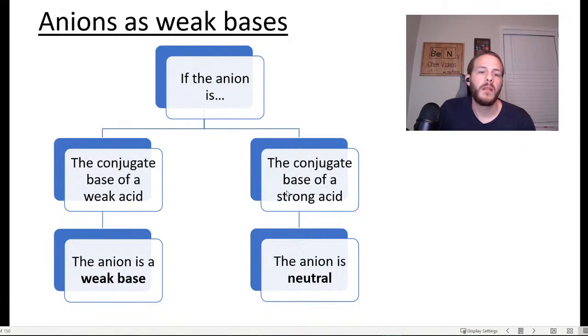If, however, the anion is the conjugate base of a strong acid, then that anion does not act as a base. It doesn't act as an acid either, but it doesn't act as a base. It is pH neutral. So in the previous example with sodium bicarbonate, the bicarbonate ion happens to be the conjugate base of a weak acid. Carbonic acid is a weak acid, and so therefore the bicarbonate ion acts as a weak base. So that's how you know whether your anion is weakly basic or pH neutral. It all depends on what type of acid, strong or weak, that anion is the conjugate base of.